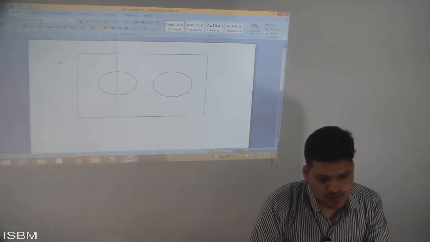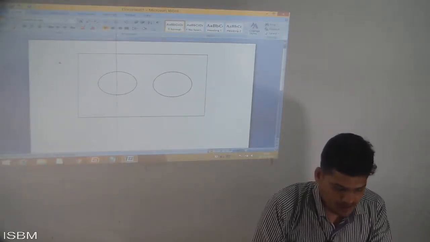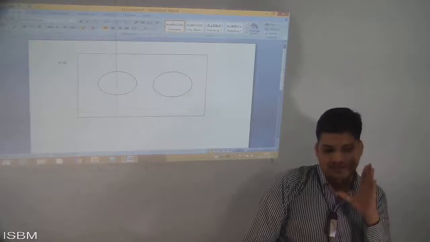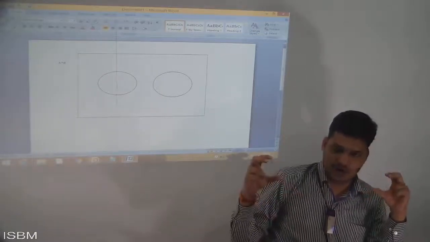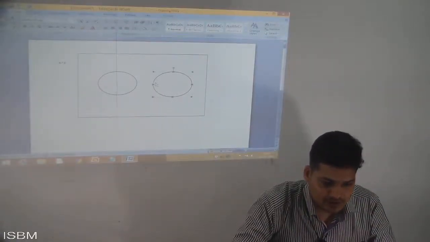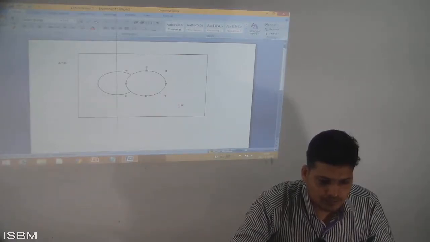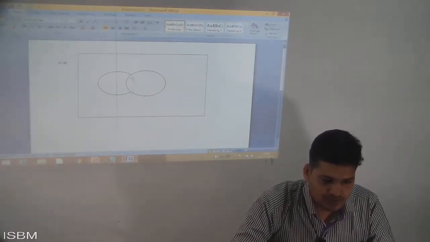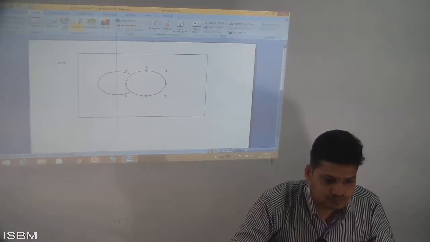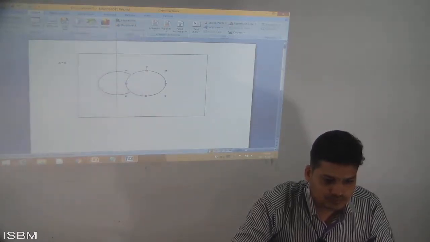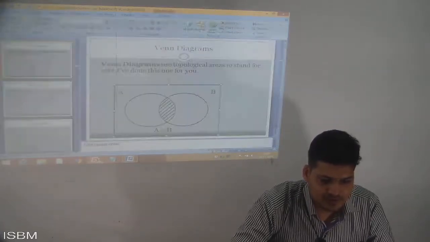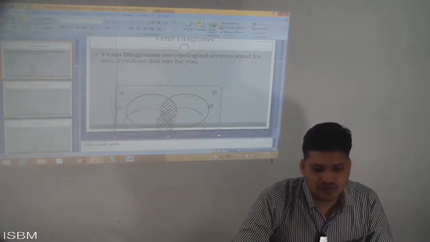Suppose I want to show you A intersection B. How do you denote that? In A intersection B, what happens? We have to take the common values from set A and set B. So for intersection, what do I need to do? We need to put it like this. This is the common value over here, the value which comes over here. This is the common value in both.